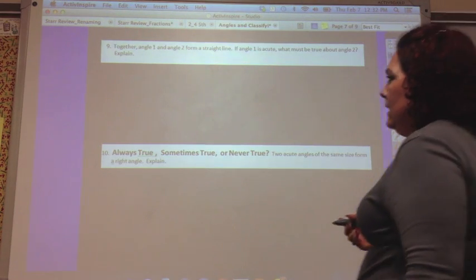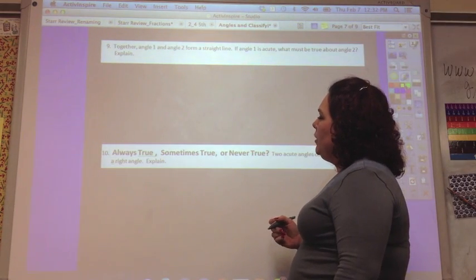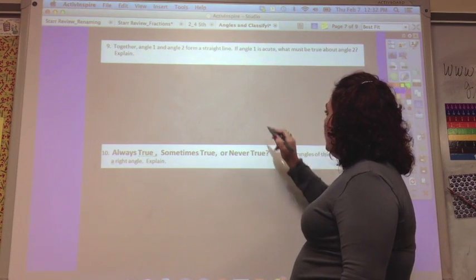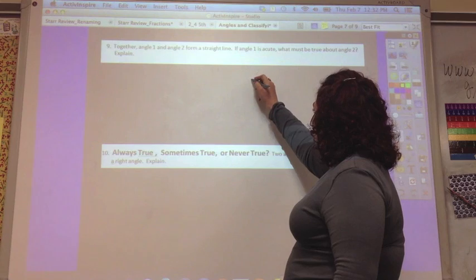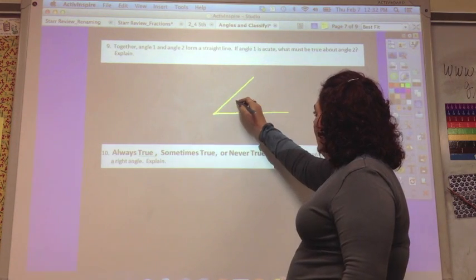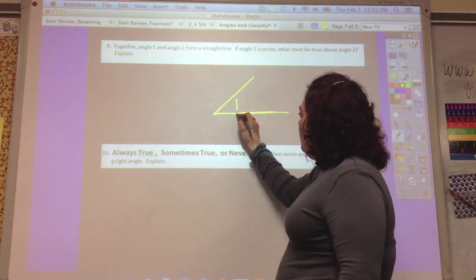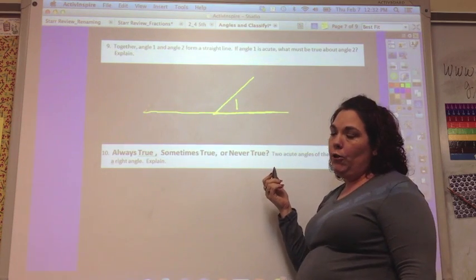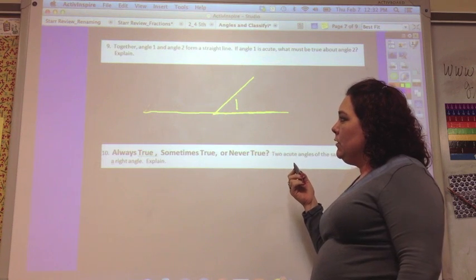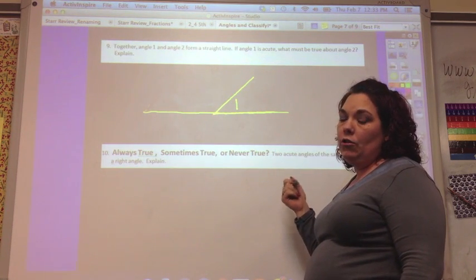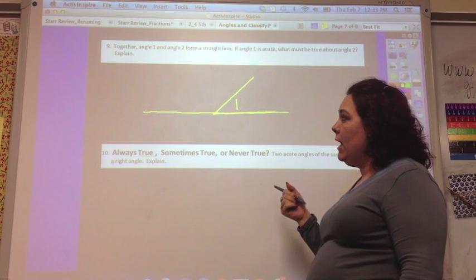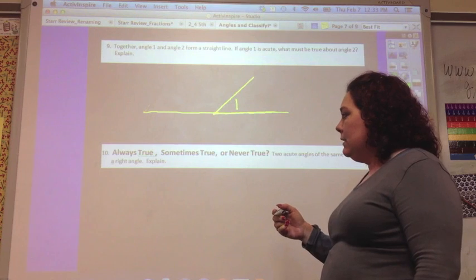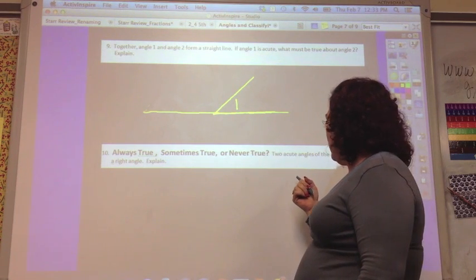So this says, together, angle 1 and angle 2 form a straight line. If angle 1 is acute, what must be true about angle 2? So if this is angle 1, and they both make a straight line, what has to be true about angle 2? So go ahead and draw this in your notes and explain what has to be true about the measure of this angle. And then it says, always true, sometimes true, never true.